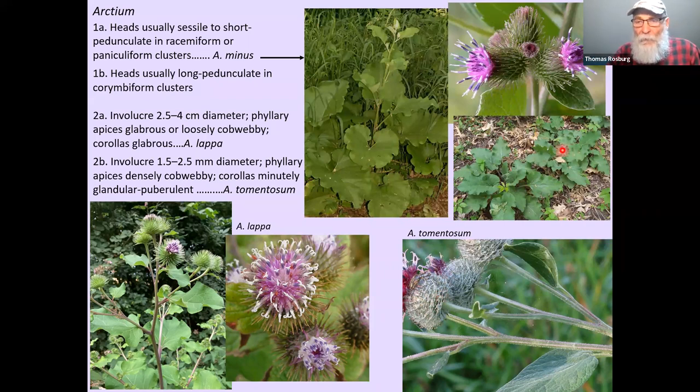Here are the basal leaves of Arctium minus. The leaves in all three species are pretty much the same. So if you just had basal leaves, I don't think you would be able to tell for sure which of the three it would be. But again, in Iowa, we apparently do not really have either of these two species.